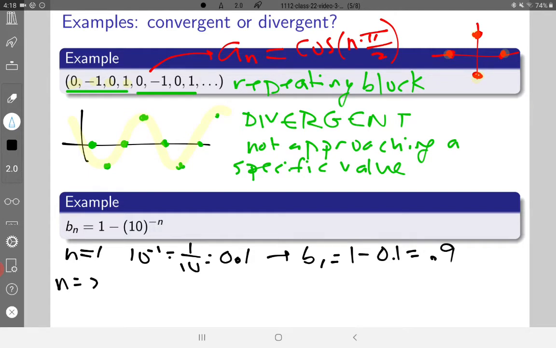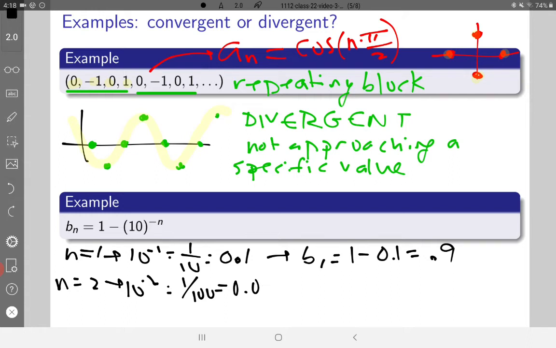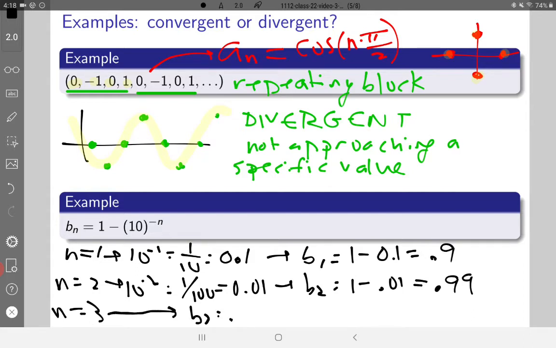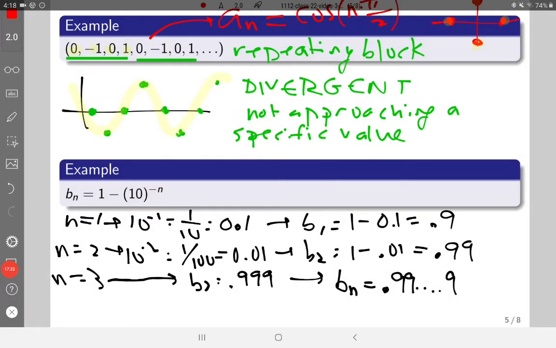How about when n is 2? 10 to the negative 2 is 1 over 10 squared. It's 1 over 100. It's 0.01. And so b2 is 1 minus that, and that's 0.99. And then when n is 3, I'll let you do the computation, but you might see where this is going. b3 is 0.999, because it's 1 minus 1 over 1,000. And in general, bn is 0 point a bunch of 9s, and specifically there's n 9s in there.